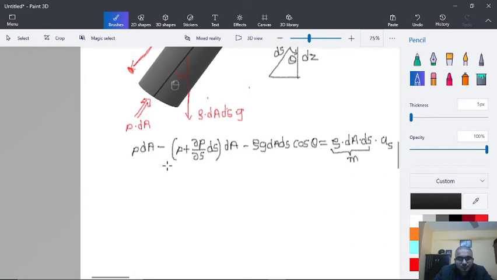Now let's simplify this. So this P dA will be cancelled with this P dA, so we will be left with minus del P over del s dA ds minus rho g dA ds cos theta.